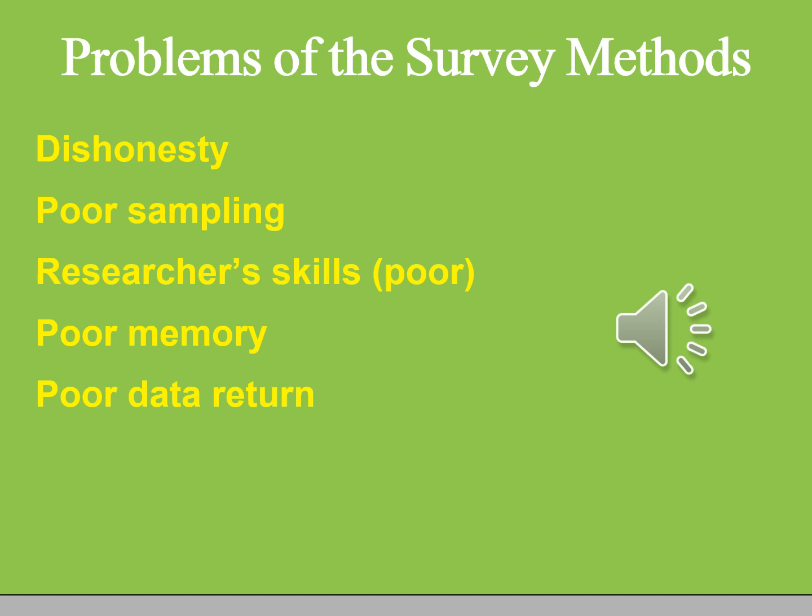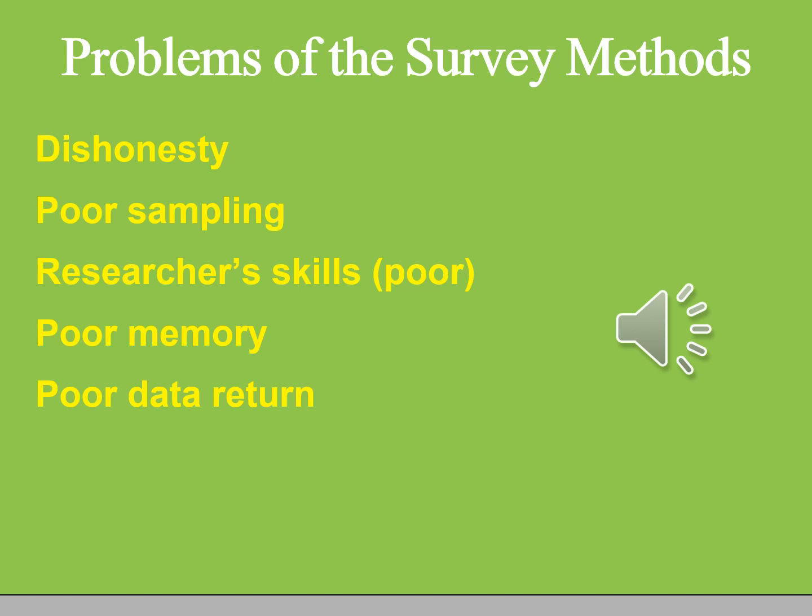Did you say dishonesty, lying, stretching the truth? That is a significant issue. Also, poor sampling. Perhaps the researcher had some sort of biased sampling issue. Or perhaps a researcher is lacking skills. Maybe their interview skills are poor, or maybe their item construction on their survey is poor.